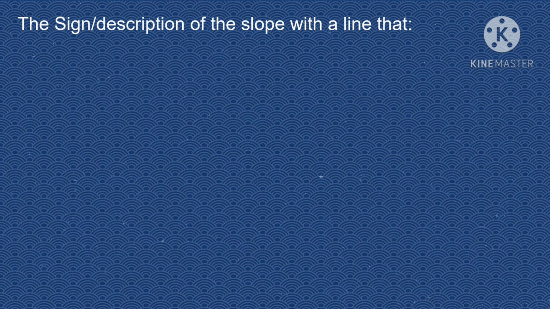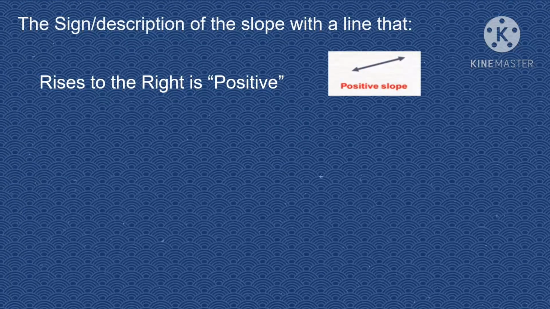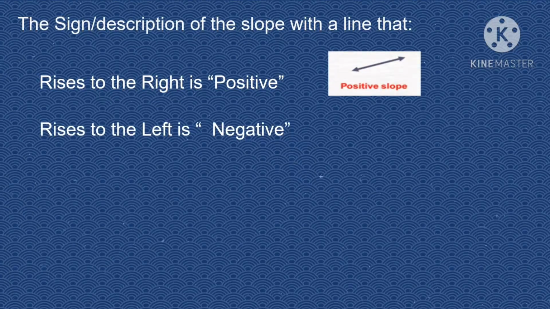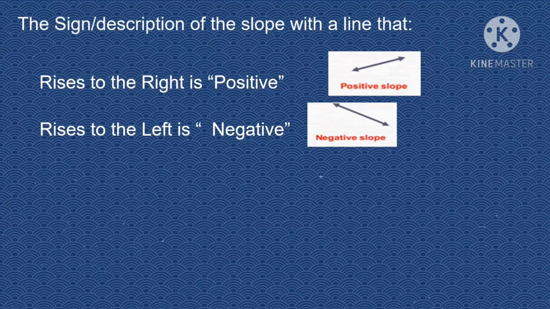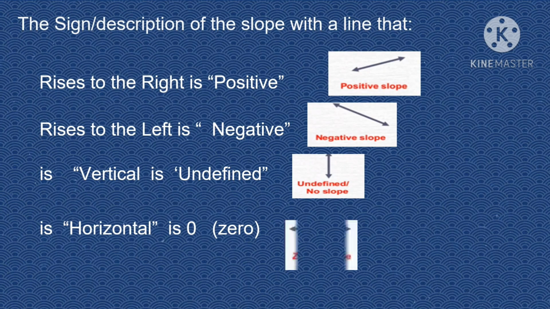How do we determine the sign or description of the slope given the line? Take note that when the line rises to the right, the slope is positive. When the line rises to the left, the slope is negative. But when the line is vertical, we say the slope is undefined. Moreover, when the line is horizontal, we say the slope is 0.